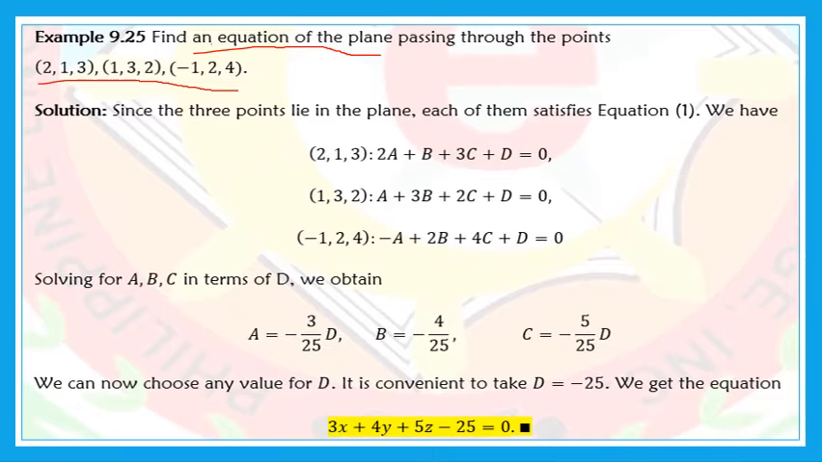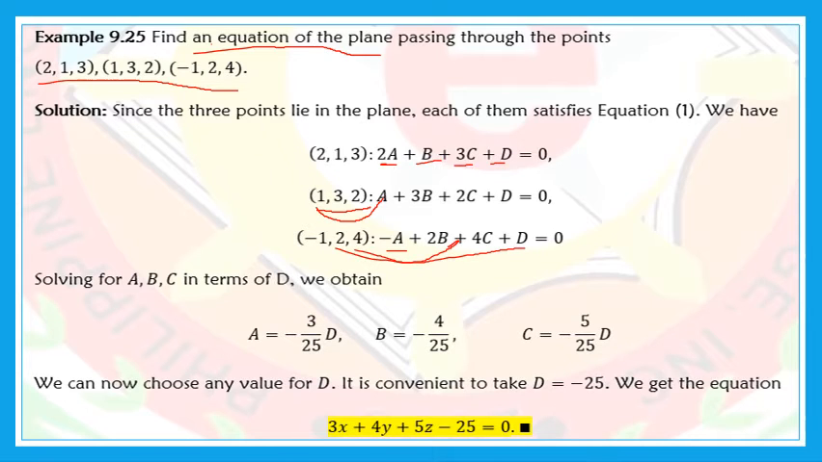Si 2, 1, 3, we have 2a plus b plus 3c plus d equals 0. Okay, si 1, 3, 2 muna, i-substitute. Okay, diba x, y, z, ayan. Yung sabi sa formula, theorem 9.20, for ax plus by plus cz plus d equals 0. So, i-substitute yung mga points. Okay, sa mga muna, negative 1 times a is negative a, 2 times b is 2b, 4 times c is 4c plus d.